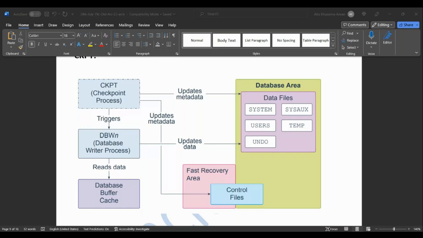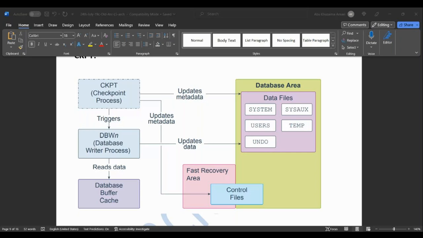fast_start_mttr_target. So basically this parameter is defined in seconds. The default value is 0, and you can set it from 0 to 3600 seconds. Okay, clear guys? So this will actually create an incremental checkpoint.